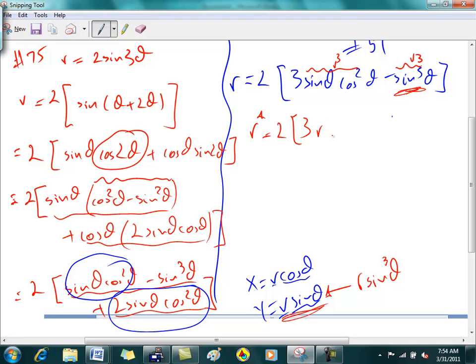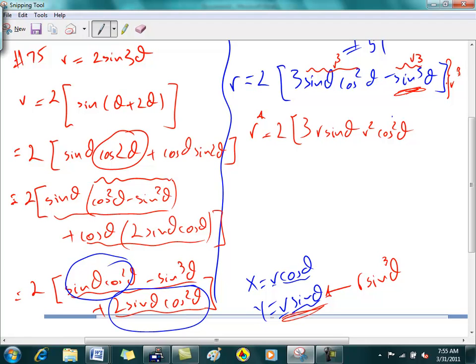I'll take one r and I'll give it to sine theta. Is everybody okay with that? And I'll take the other r and give it to the cosine squared. Does everybody see what I'm trying to do here? I'm trying to multiply this whole equation by r cubed.